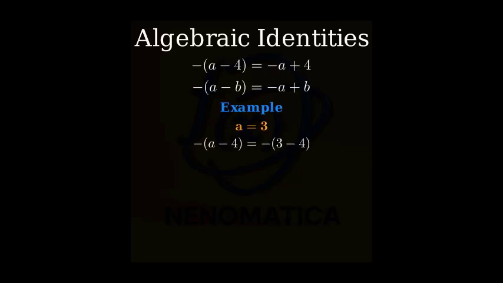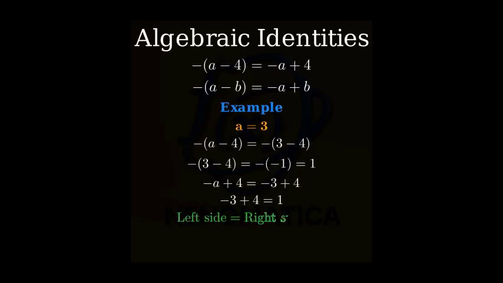First, we calculate the left side, negative of a minus 4. Substituting a equals 3, we get negative of 3 minus 4. This equals negative of -1, which equals +1. Now, for the right side, negative a plus 4. Substituting a equals 3, we get -3 plus 4. This equals 1. Since both sides equal 1, we've verified that the identity negative of a minus 4 equals negative a plus 4 is true for a equals 3.